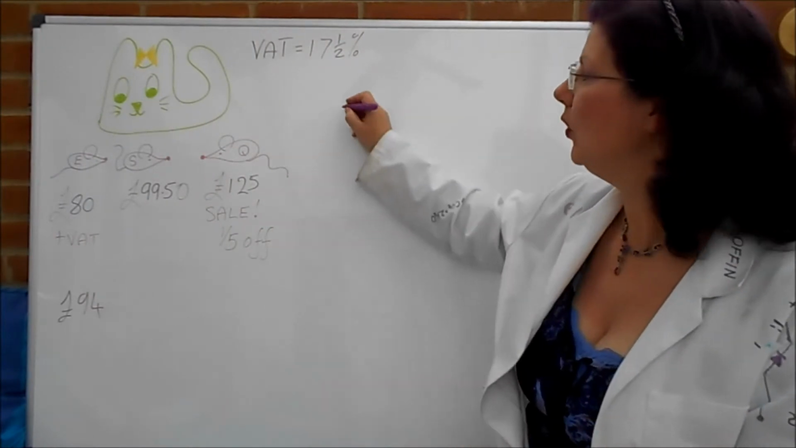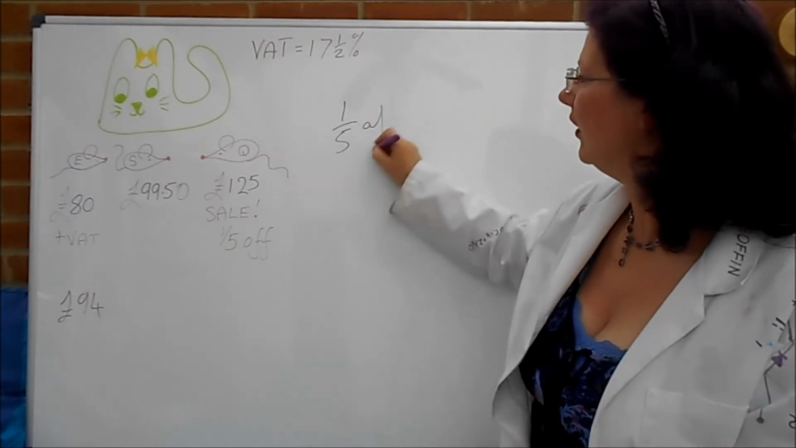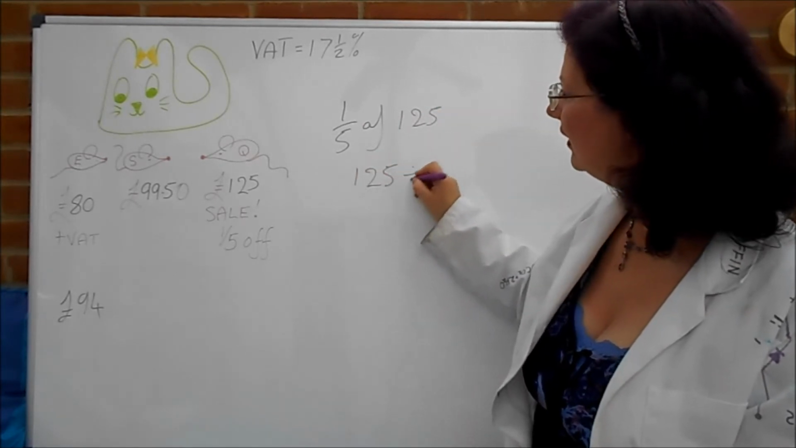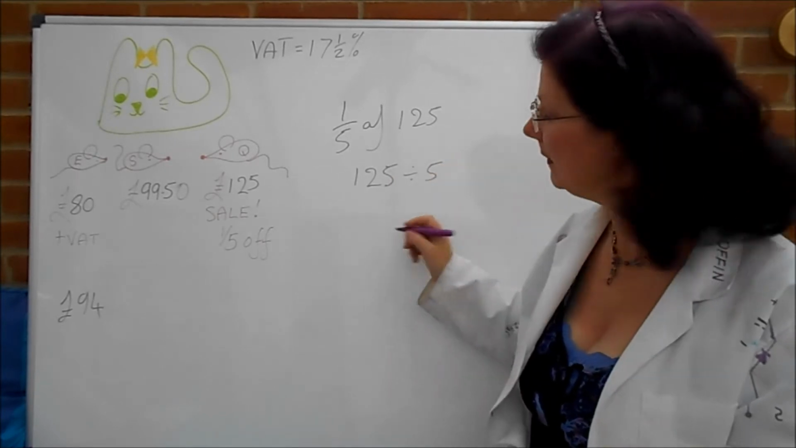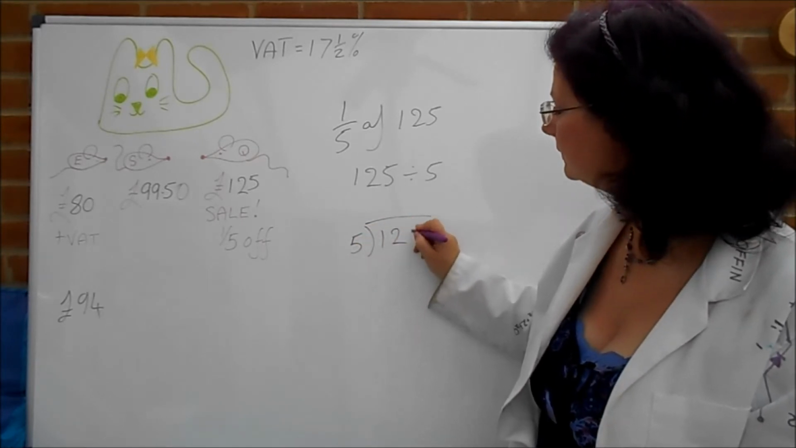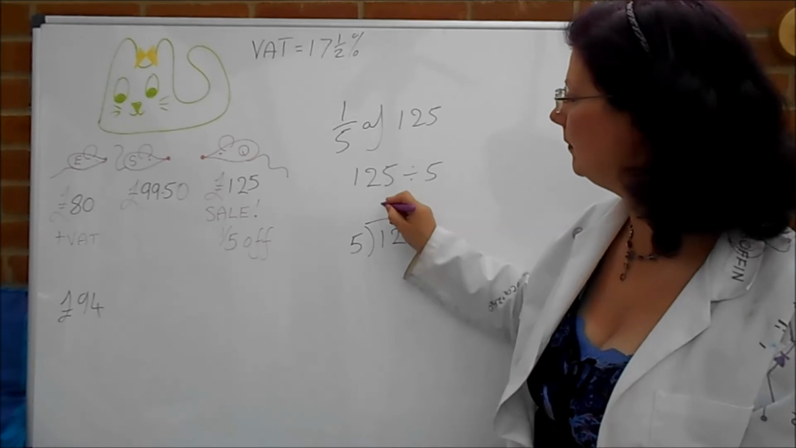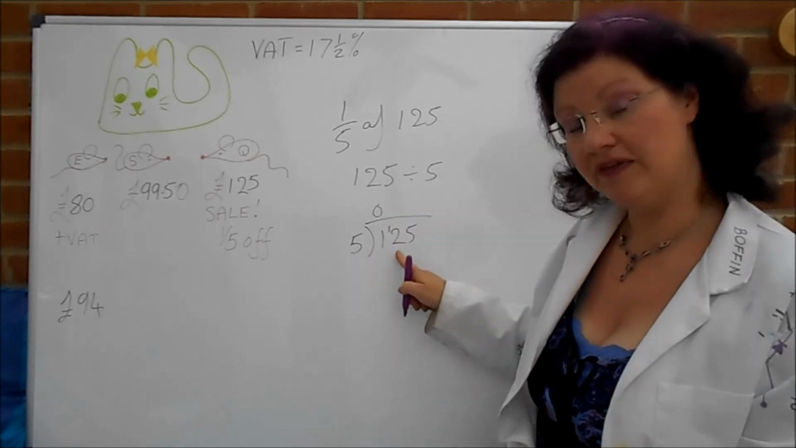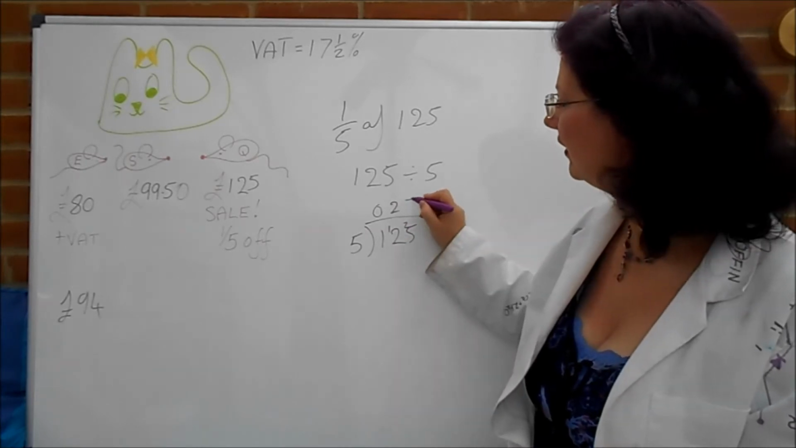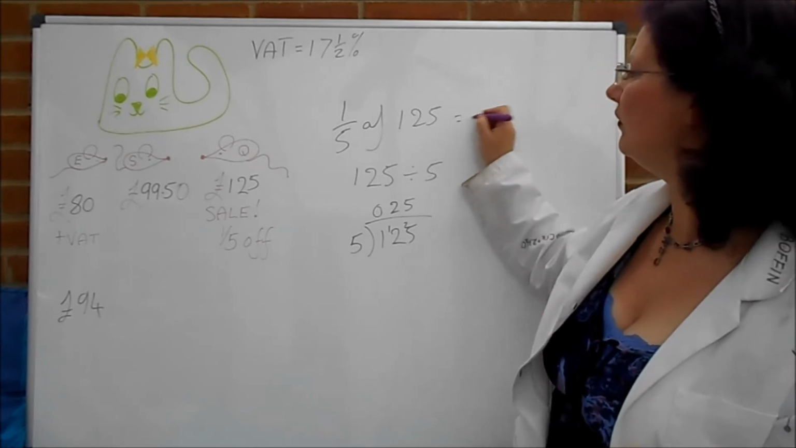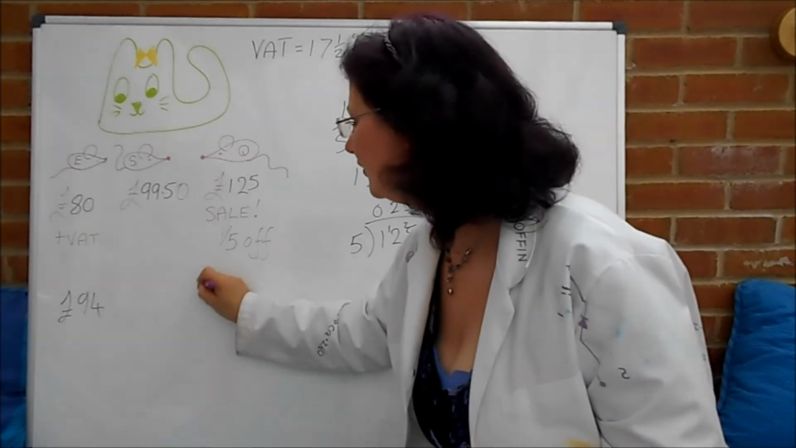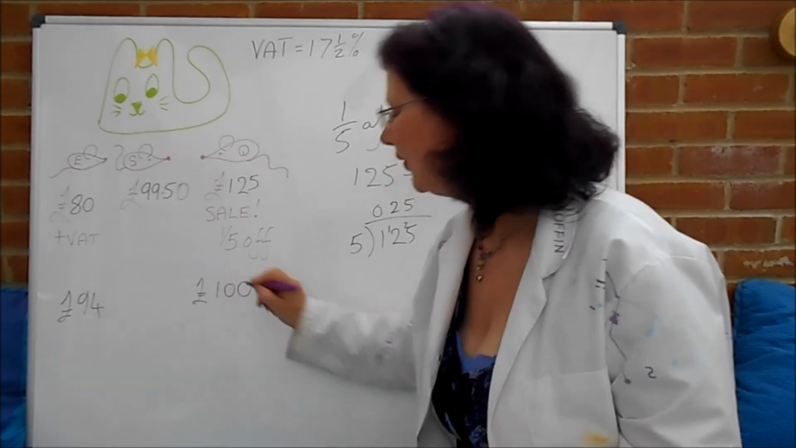Right, for 1/5 off, we need to know 1/5 of 125. Or to put it another way, 125 divided by 5. Okay, we can do that, if you don't happen to know it, by doing standard bus stop method. 5s into 1, none of them, and 1 left over. How many 5s in 12? 2, and 2 left over. How many 5s in 25? 5 of them. So 1/5 of 125 is 25. So when you take that sale off, that comes down to a nice round £100.